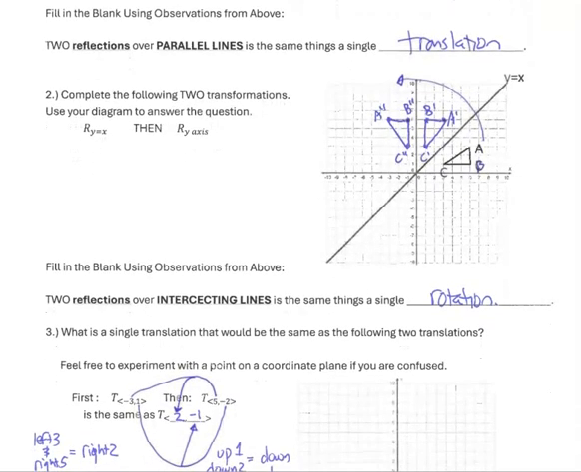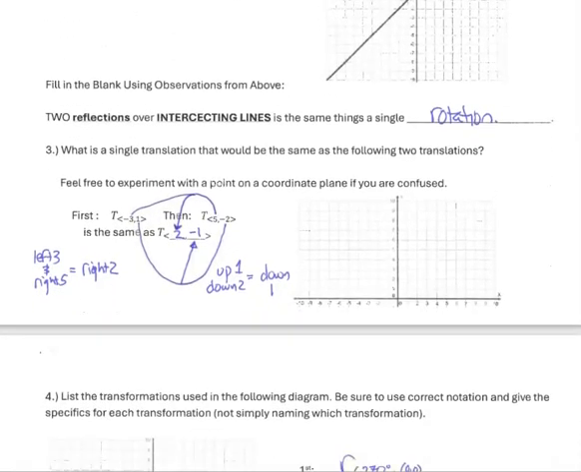Now on this next one, they asked you to reflect over y equals x. That's that diagonal line where you count the number of diagonals to get to the line and go the same number on the other side. So we have our new location, and then I'm going to reflect over the y-axis. These are intersecting lines that it's reflecting over, and the question then becomes, two reflections over intersecting lines is the same thing as a single what? And it appears to be a rotation. So that is correct. Two reflections over intersecting lines is the same as a rotation.